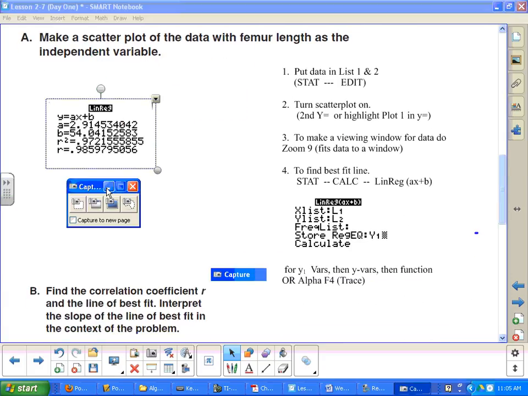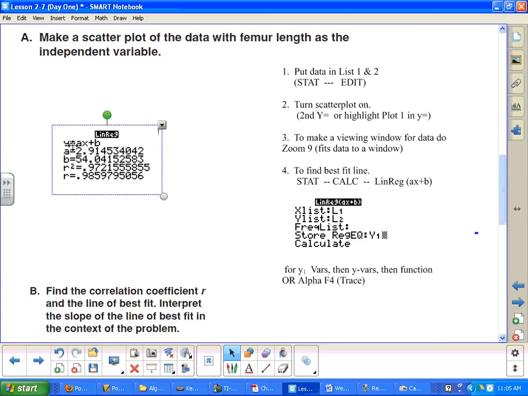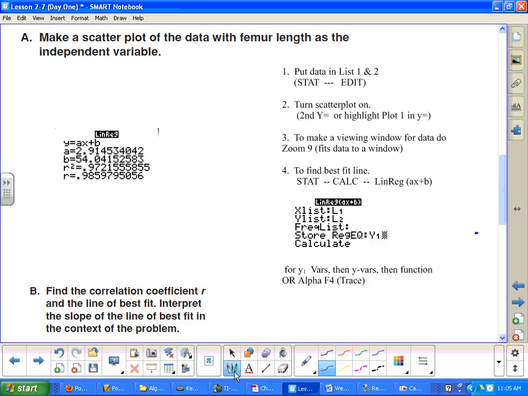So now this tells us the equation for the line that's the best fit line for that data. So I would write down y equals 2.91x plus 54.04. That would be the equation for the line that fits it best.